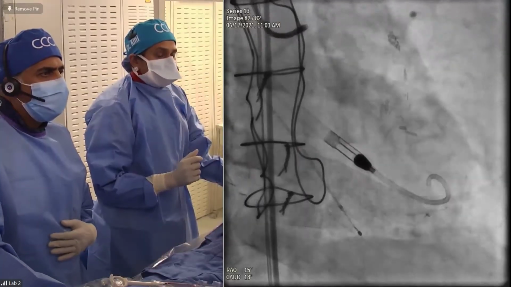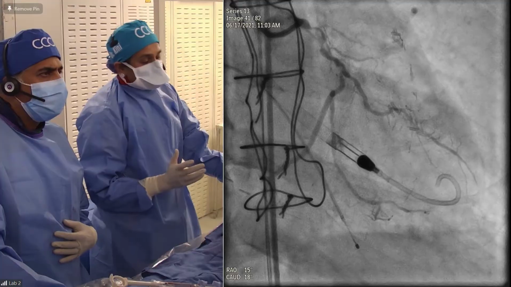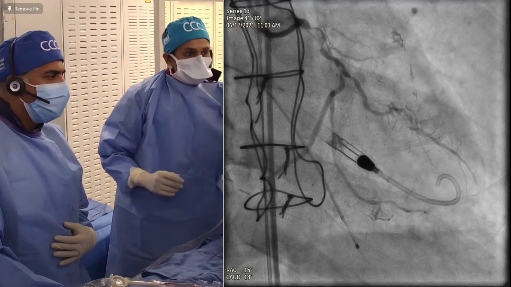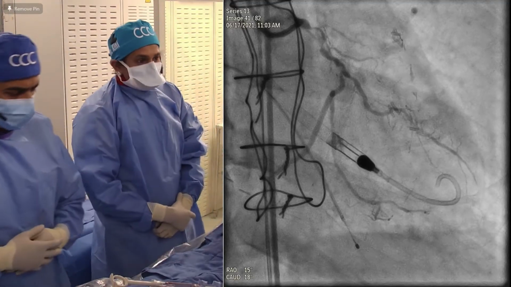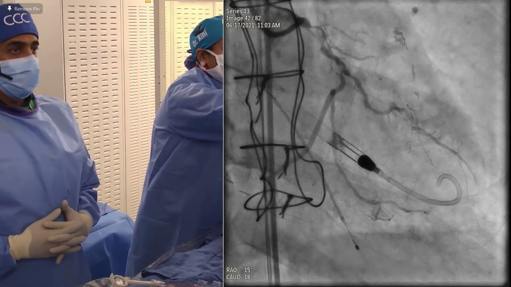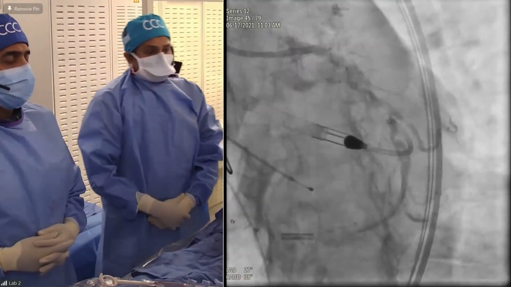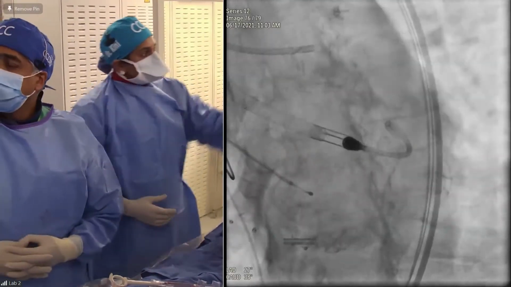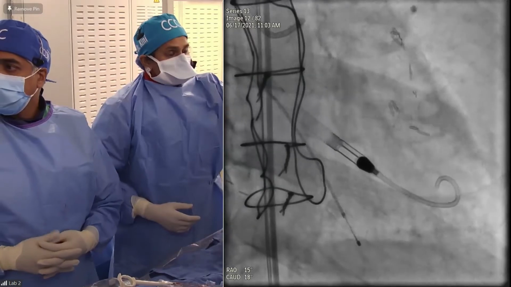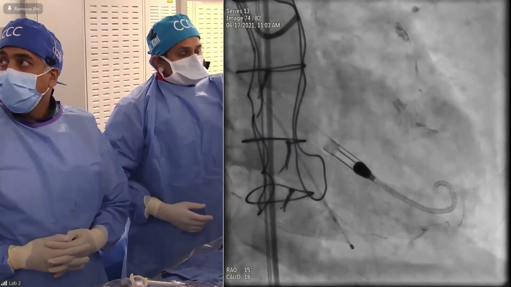Calcific angulated circumflex. What is the first wire of choice? This is where I think the guide wire AI is going to tell us what the first wire of choice is. Let's ask the panel how we would wire this case. Let's start with Dr. Freeman. Dr. Freeman, you see a lot of non-STEMIs. Here's a case. What would be your first wire of choice?